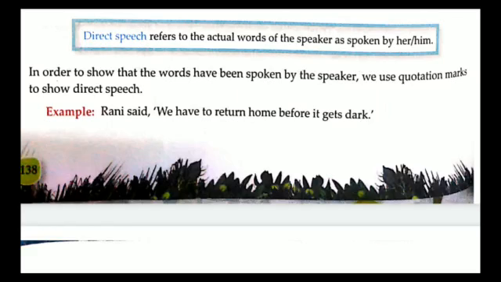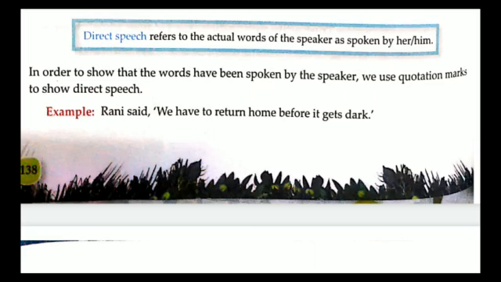As we have seen that direct speech refers to the actual words of the speaker as spoken by him or her, okay. In order to show that the words have been spoken by the speaker, we use quotation marks to show direct speech, है ना? Like Rani said what? Rani said, "We have to return home before it gets dark." You can see how inverted commas are used, and we placed the actual word of Rani in that inverted comma. We separated those words or the sentences of Rani with the comma, right? And we also use the capital letters when we are using Rani's word or sentences in the inverted comma.